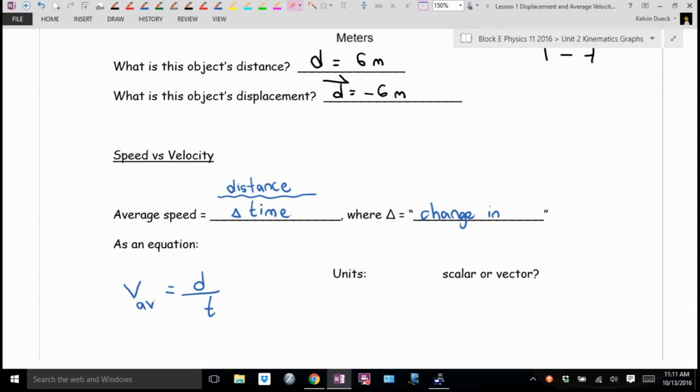Yep. Okay. Units. And now I can answer Linnea's question. What are the units for speed? We can figure it out. What are the units for distance in proper SI science units? Meters. What are the units for time in proper SI? And so our preferred units for velocity or speed are meters per second. Speed. Scalar or vector? Scalar.